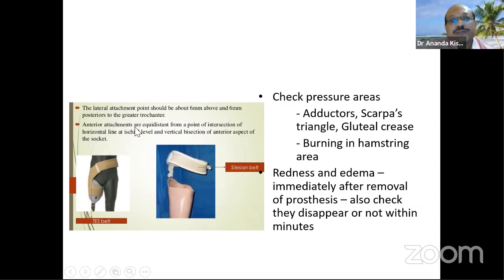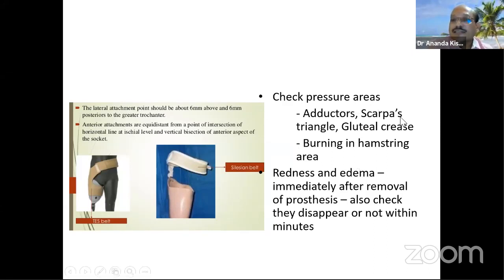Once we are asked to check this, we have to check every part from the outside inwards. So we have to see the edges. We have to see the trochanteric area, and the ischial area, where the ischial tuberosity will rest. On the inner side also there should not be any sharp ridges inside the socket. So you have to check the pressure areas. Once it is doffed, taken out, you have to see the pressure areas of the body.